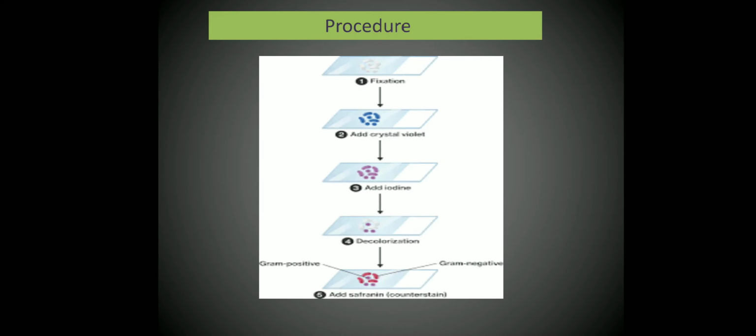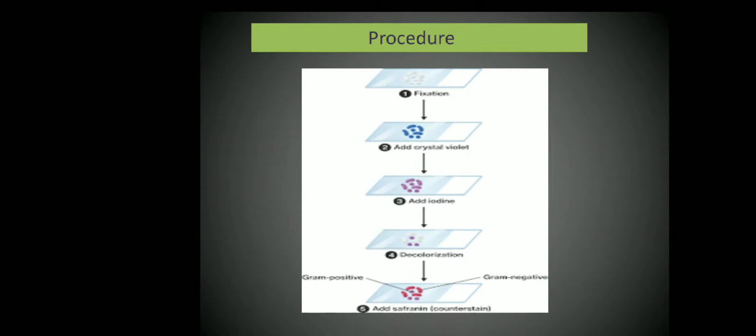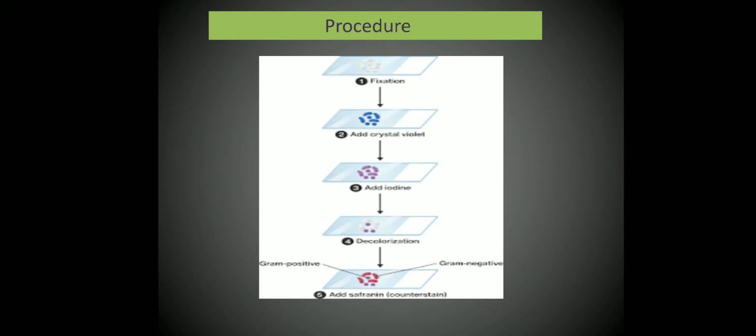The procedure of gram staining: first prepare a smear on a grease free slide, then heat fix it. After heat fixing, the crystal violet is applied for 2 minutes. After this, the slide is washed, and then the smear is flooded with gram iodine for 2 minutes.